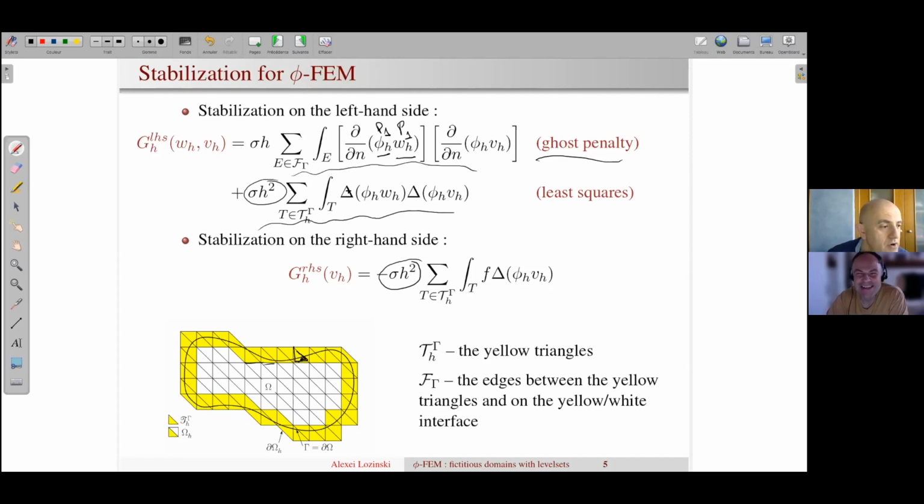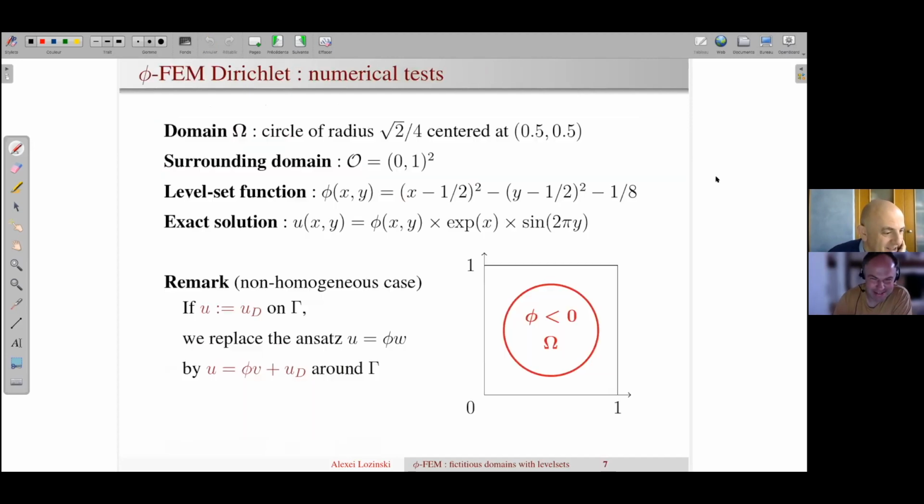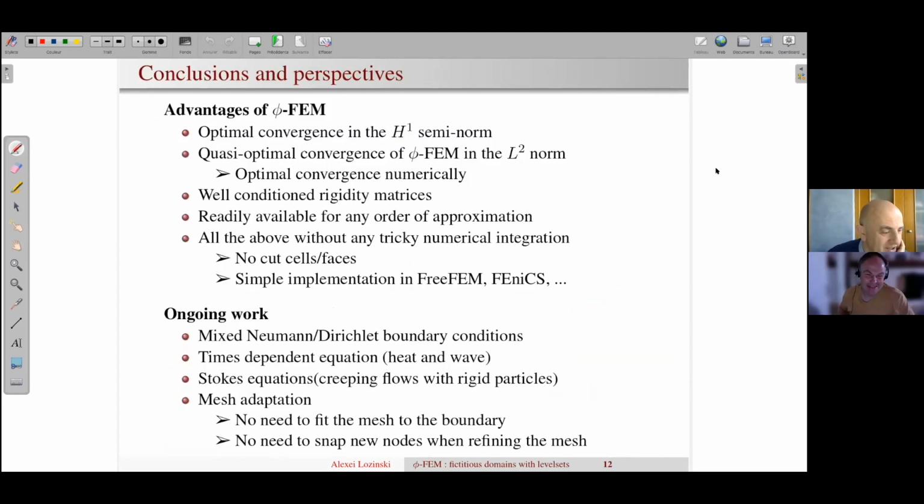I hope so, but for the moment there is a list of ongoing work. Unfortunately, we had time and energy to deal only with simple, linear problems. So apart from Poisson, we now have Stokes and Stokes with rigid particles in it, but it's really Stokes, not Navier-Stokes, in a creeping regime. But in principle, the technology is not limited to the linear case.